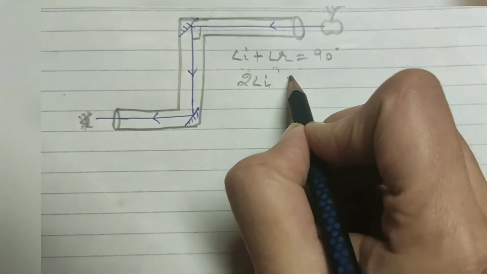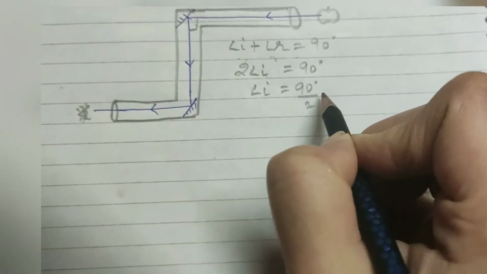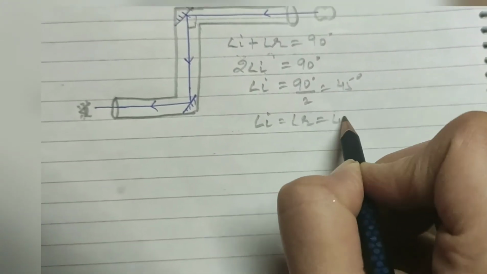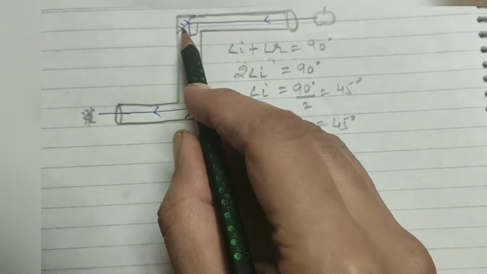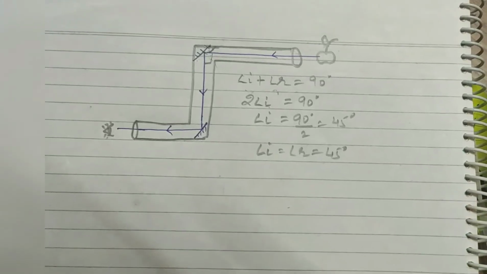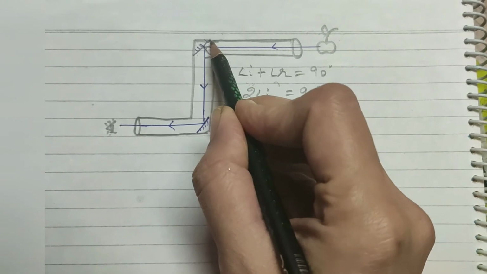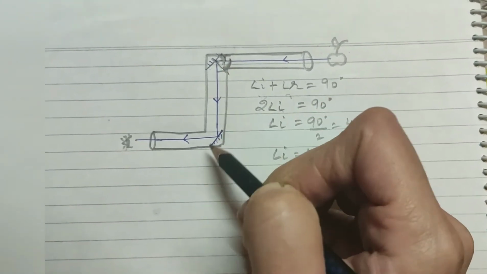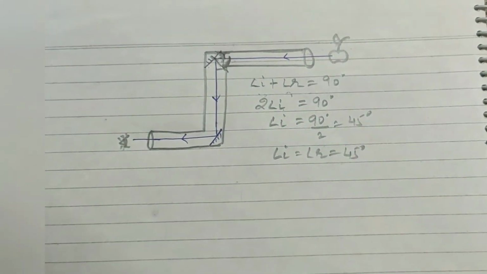So this becomes 2 angle I, which is 90 degree, or I can say that angle I is 90 by 2 or 45 degree. So angle of incidence and angle of reflection both are 45 degree here at both the reflection points, and hence the mirror also is placed at an angle of 45 degree. So with respect to the incident light, the mirror is placed at an angle of 45 degree. This angle is 45 degree because the angle of incidence is also 45 degree. So mirror is at 45 degree with respect to the incident ray.